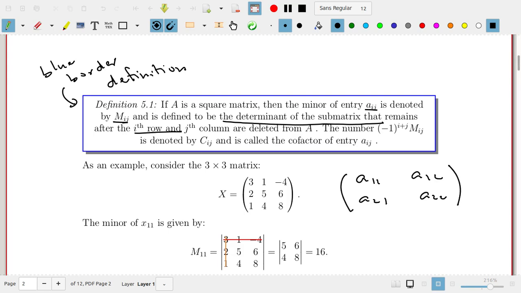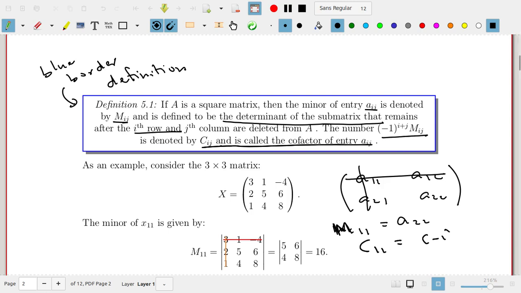So minor M11 is the determinant of the submatrix that remains after you cross out the first row and the first column. So this is equal to A22, right? And the number minus 1 to the power of i plus j times Mij is denoted by Cij, and it is called the cofactor of entry Aij. So C11 in that case is minus 1 to the power of 1 plus 1 times A22, which is equal to A22.